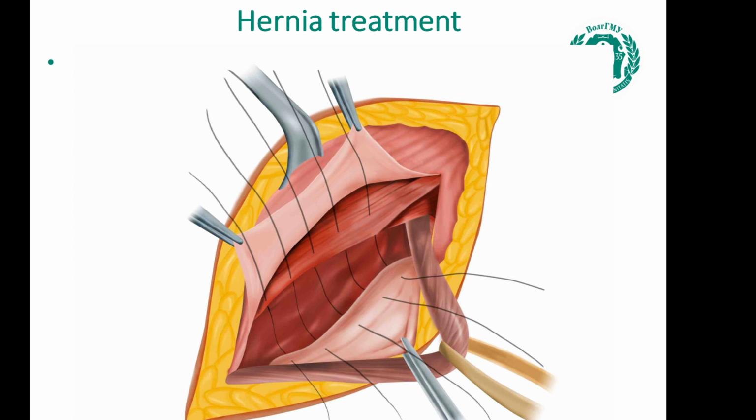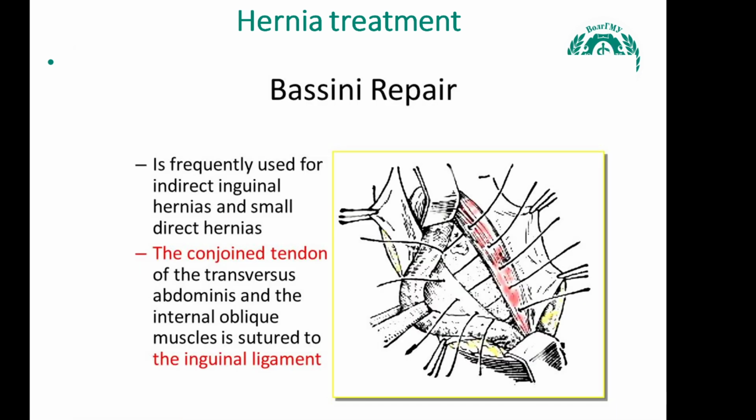This slide demonstrates the steps of the hernia treatment. Bassini repair is the classical method, frequently used for the indirect inguinal hernias and small direct hernias. The conjoint tendon of the transversus abdominis and the internal oblique muscles is sutured to the inguinal ligament.